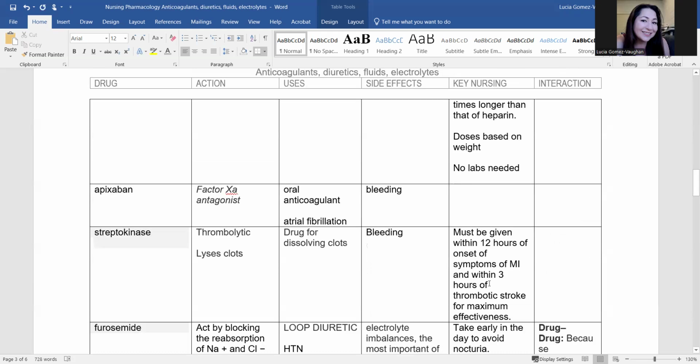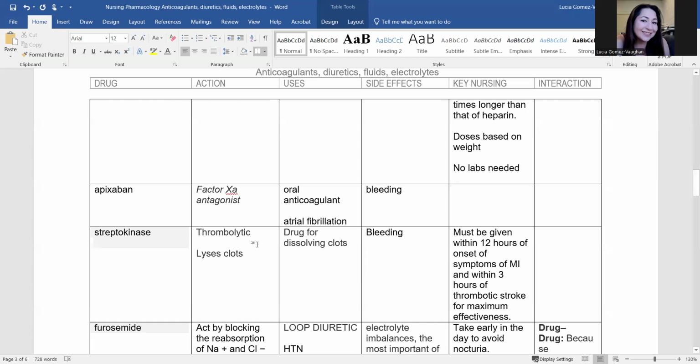Apixaban is a factor Xa antagonist. It's an oral anticoagulant given for atrial fibrillation. Its side effect is bleeding. Streptokinase. So streptokinase is a thrombolytic.